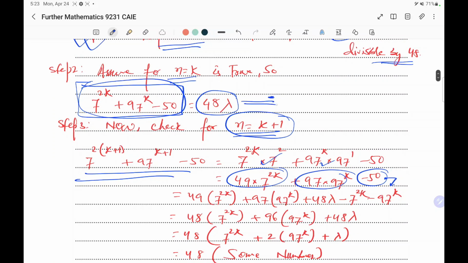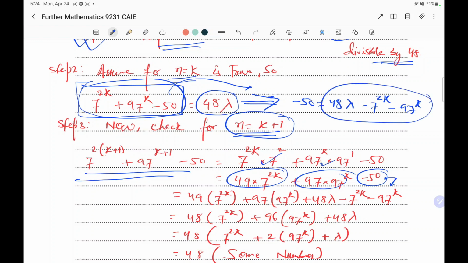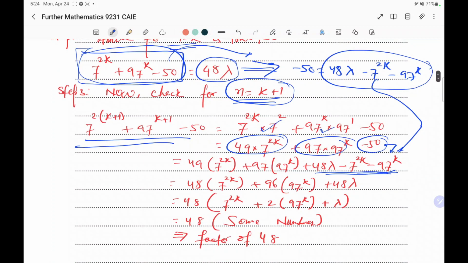From here, I told you in step 3, step 2 we have to use. So what you can write minus 50 as: minus 50 equals 48 lambda minus 7 to the power 2k minus 97 to the power k. So this minus this I have substituted as minus 50, which you can check here, right? 48 lambda minus 7 to the power 2k minus 97 to the power k.